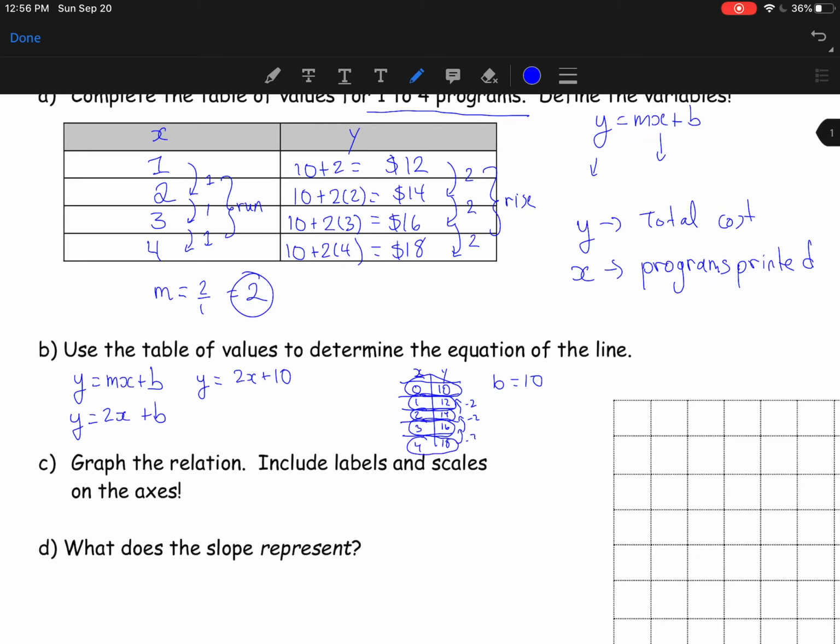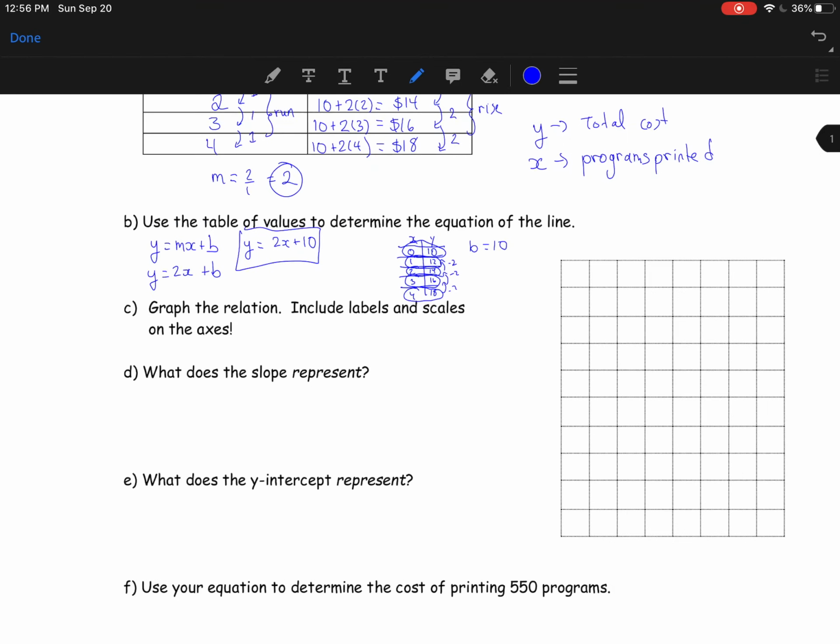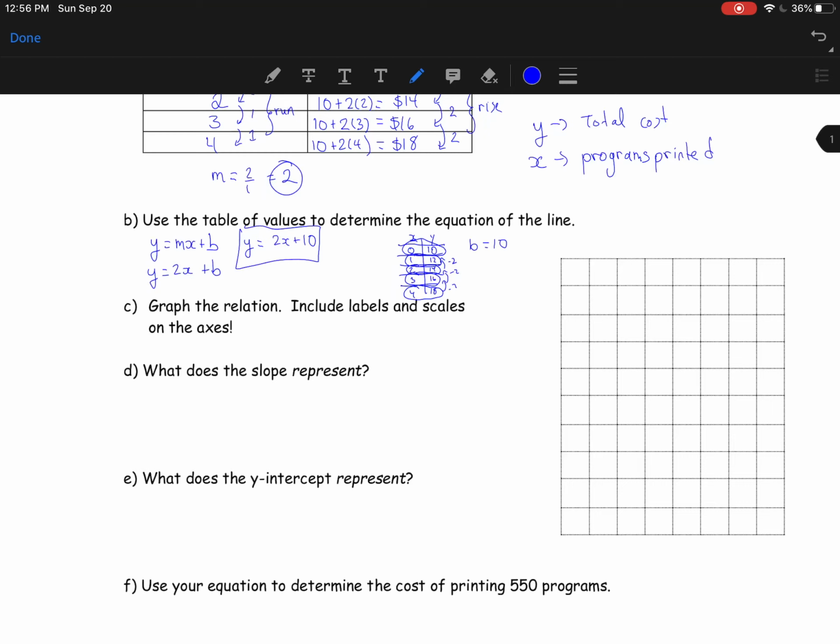So we could have subbed in one of those points and got the same answer, but I think the easiest way to do it is to use the table and kind of just work backwards. So now we have in our equation 2x plus 10. Now it says graph the relation, include labels and scales on the axes.